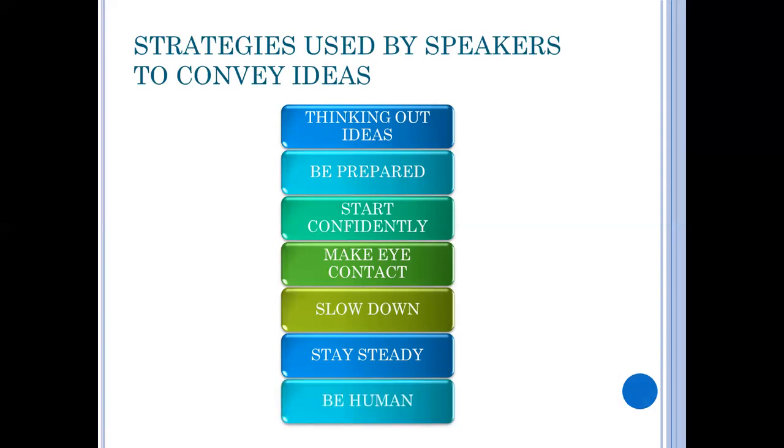So these are some strategies: think out ideas, be prepared, start confidently, make eye contact, slow down, stay steady, and be human. So remember, it is okay to be nervous. In fact, it's very normal.